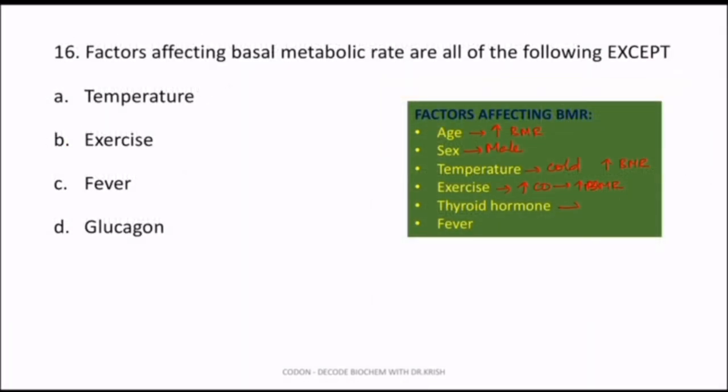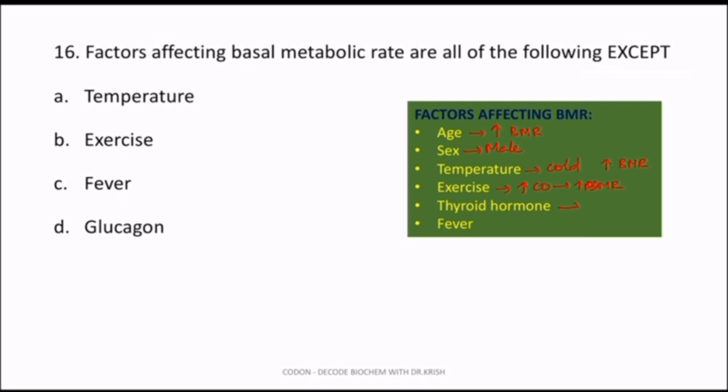Next is: factors affecting BMR are all except. These are the factors which affect the basal metabolic rate: age, sex, temperature, exercise, thyroid hormone and fever. How each affects: with increasing age you have increasing BMR, but in old age the BMR is reduced. What about sex? Male sex has high basal metabolic rate.